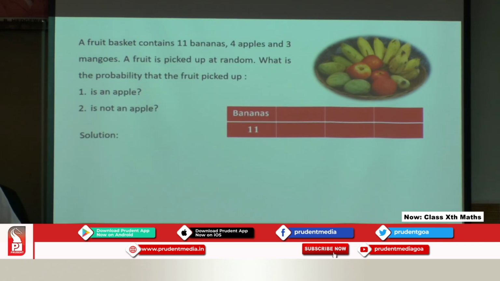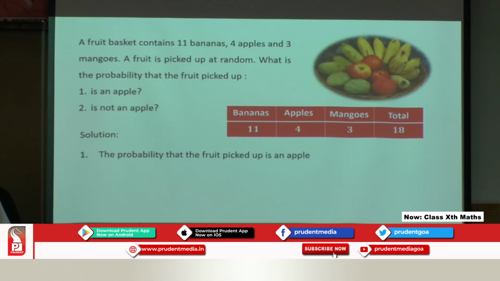We have 11 bananas, 4 apples, 3 mangoes. Total number of fruits is 18. The probability that the fruit picked up is an apple equals 4 upon 18. And we can reduce this fraction by 2. 2 nines are 18. 2 twos are 4. You get 2 divided by 9.